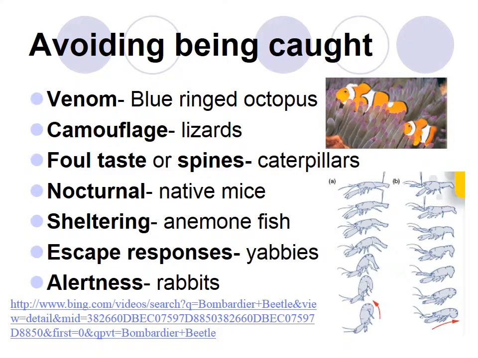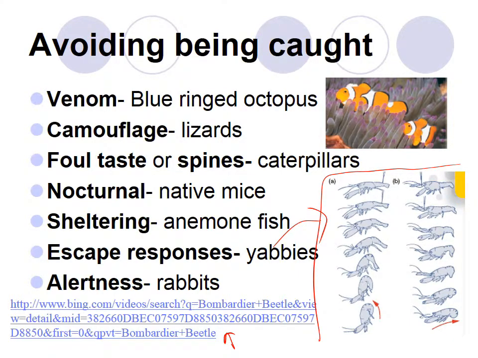They can also have particular behaviors to avoid being caught, so they're survival behaviors. Here we've got things like releasing venom, camouflage, tasting foul or having spines, being nocturnal, sheltering, so finding somewhere to hide, escape responses, so swimming away. You can see in this picture at the bottom right, this one's showing the yabbies. What they do is they curl themselves up and push themselves away quite quickly, or their level of alertness and ability to respond to what is going on around them. And there's a video here that you can watch if you want to as well.